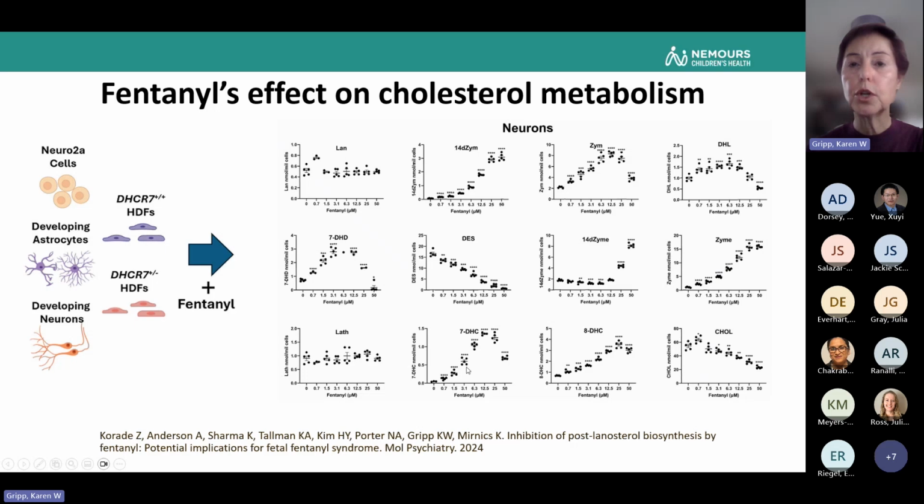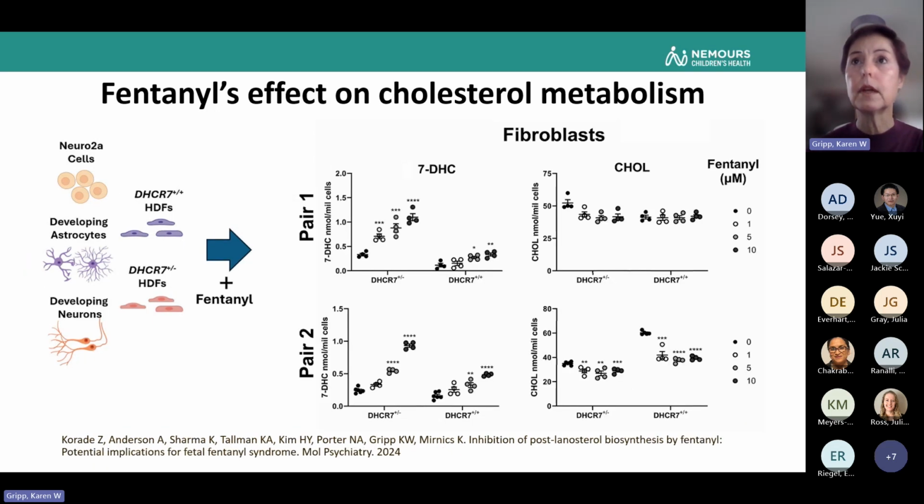So when we look at the results, what we see here, this is showing the effect on neurons. And I just want to draw your attention to the 7 and 8 dehydrocholesterol measurements. With increasing fentanyl exposure, you have a notable increase in the 7 and the 8 dehydrocholesterol, and you have a decrease in cholesterol synthesis. So shown here is the effect that fentanyl has on cholesterol metabolism.